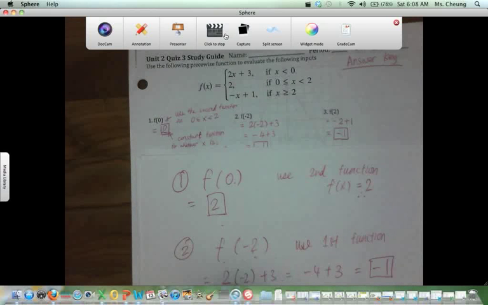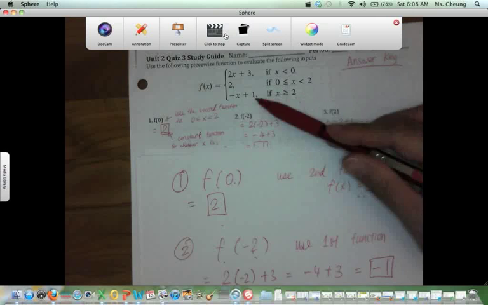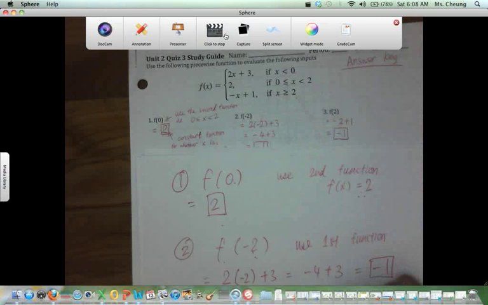For question number 3, we have to find out the function of 2 when x equals 2. This time, because x is equal to 2, on the third function, negative x plus 1, we have to use the third one. So we'll have negative x, instead of x, it becomes 2, plus 1, so my final answer will be -1.